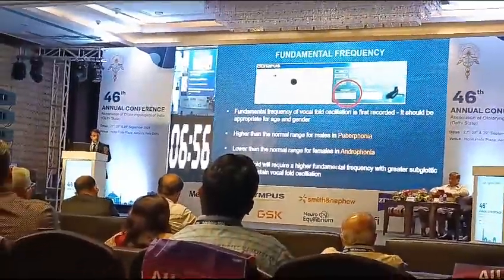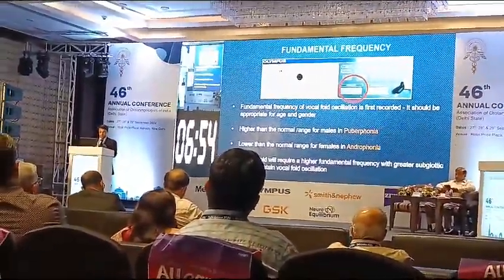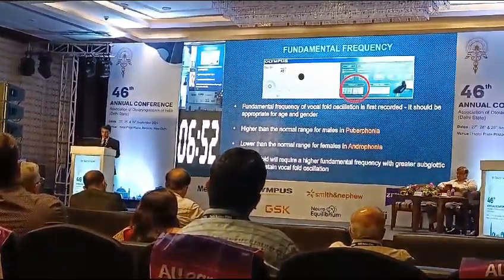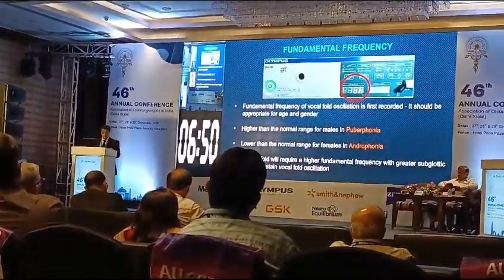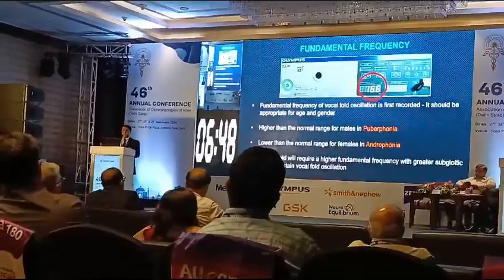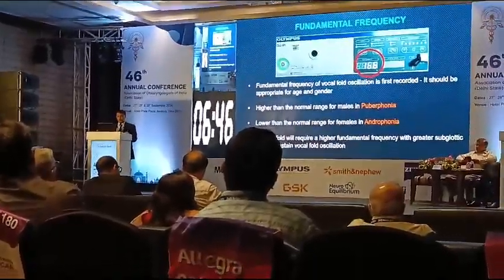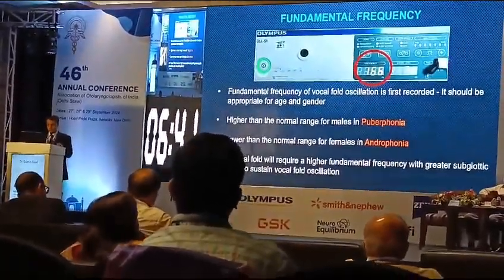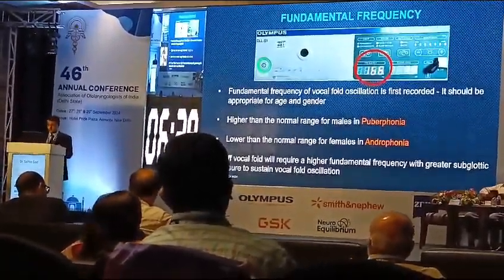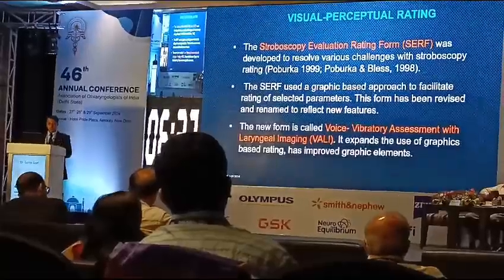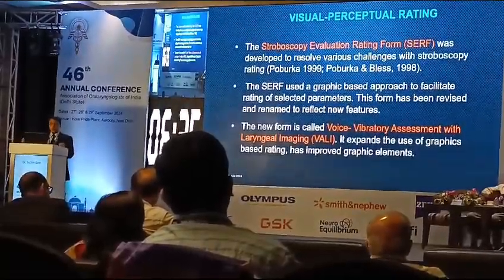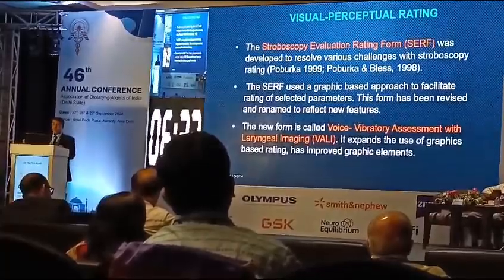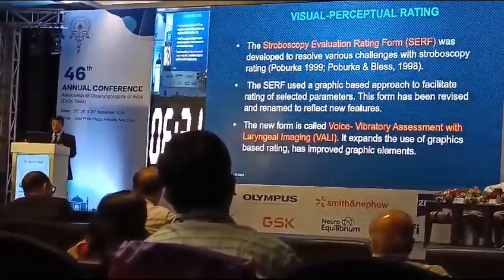We first record the fundamental frequency of the patient. As you can see, the stroboscope console shows a frequency of 166 Hz. It should be appropriate for the age and gender of the patient. If the frequency is higher than normal in males, we see this in pubophonia, whereas lower than normal in females is seen in androphonia. Now, it is very important to understand how to document and read the stroboscope.